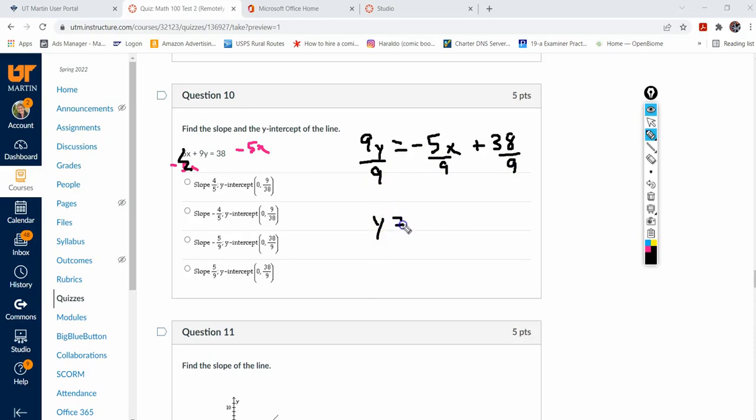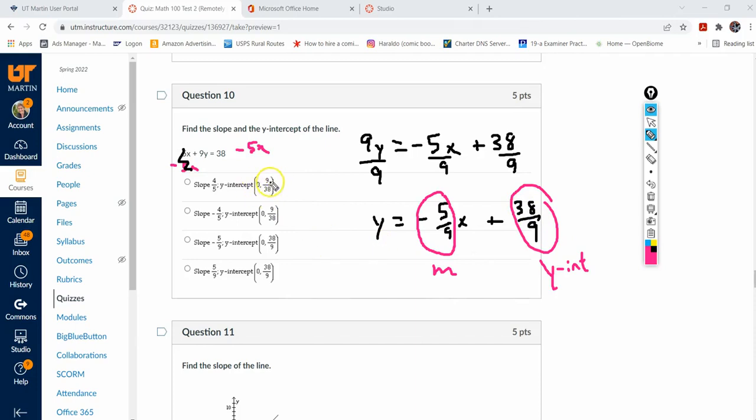So this is now in slope-intercept form. And so this is my slope, and this is my y-intercept. So the y-intercept is 0, 38 ninths. So this is wrong, and that's wrong, so we can rule those out. And my slope is negative 5 ninths. Okay, so the only one that's going to work has the wrong slope, so that rules that one out. So my answer is going to be that third one.